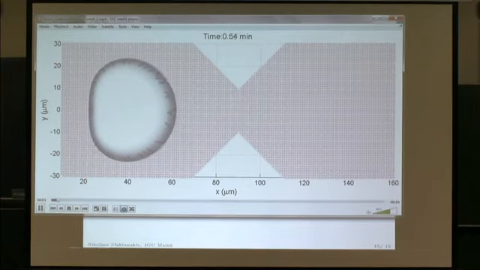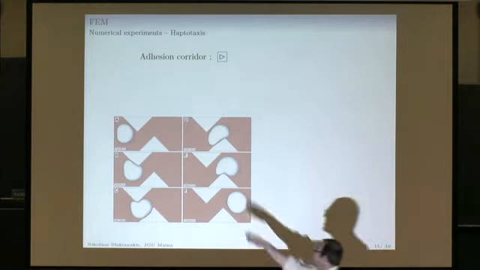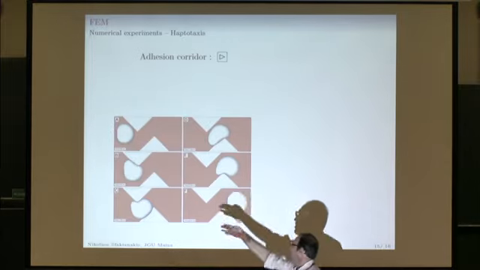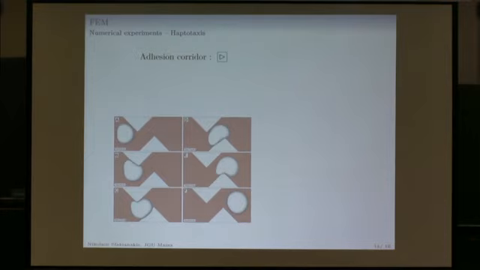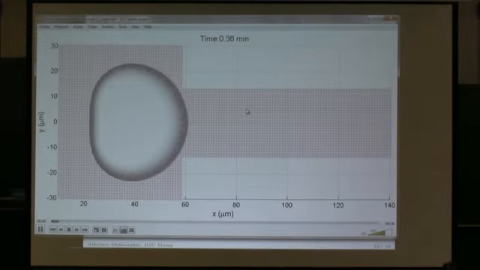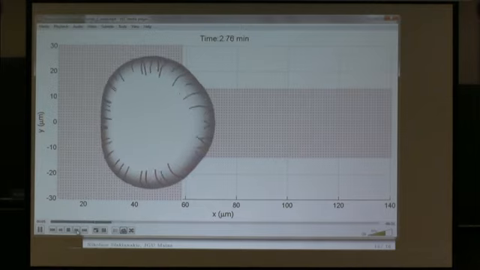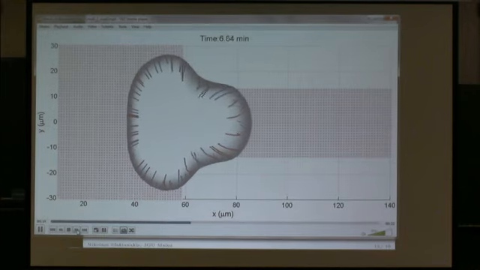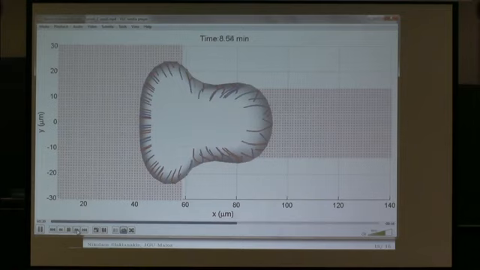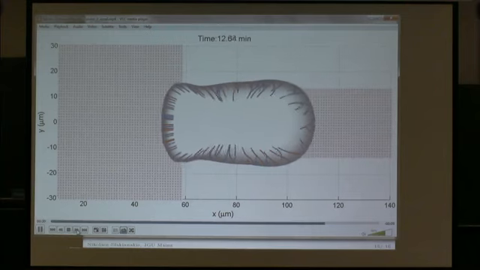That's for us. In effect, you can see how it works if you have a corridor, a higher adhesion corridor in this way, right? This is how the cell works. Now, two more numerical experiments. What happens if you take a cell and put it through a narrow corridor? As before, these parts are dragged by the rest of the cell.